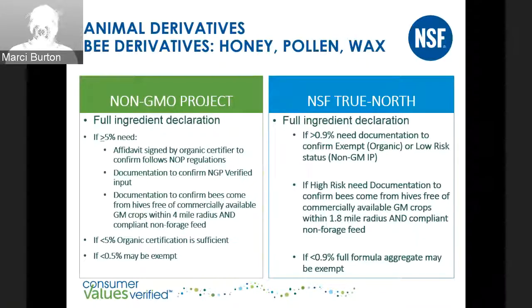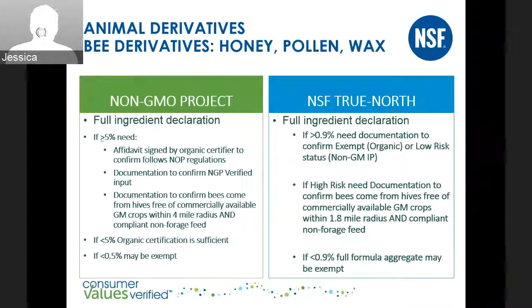And then we also would get documentation if those two options aren't available. You can get documentation to confirm the bees' hives are free of commercially available GM crops within a 4-mile radius and compliant non-forage feed. So this can be a good pathway if it's from a country where GM crops are not allowed. If it's less than 5%, an organic certificate is sufficient. Certificate in summary. If it's less than 0.5%, then it can be exempt.